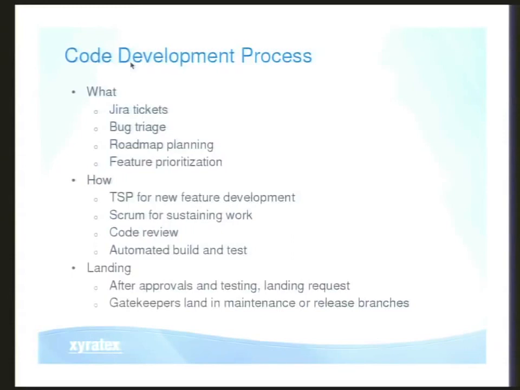Those have to be triaged in order to prioritize how important they are and when we need to work on them. We add in our roadmap planning into there to help with the feature prioritization, where we want Lustre to go, where we want our product to go, to help choose what we're working on. And then how do we work on code?